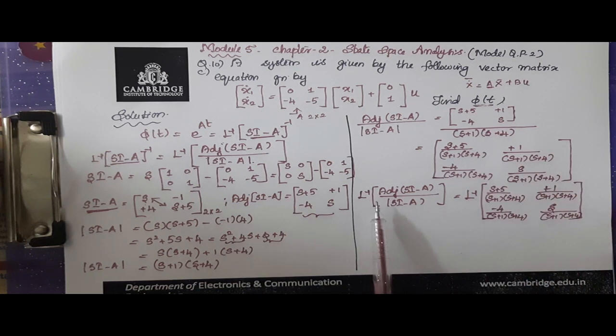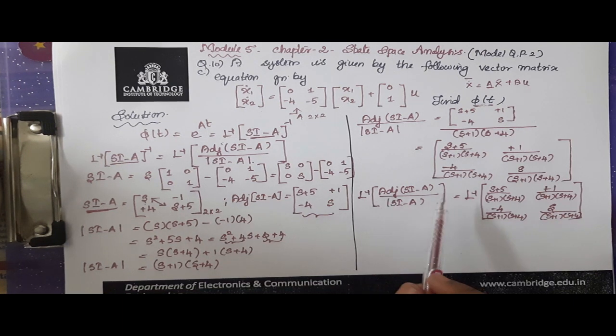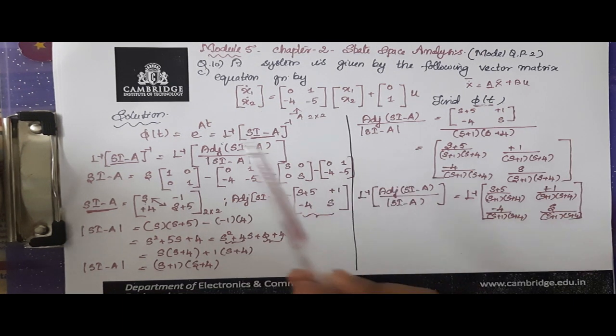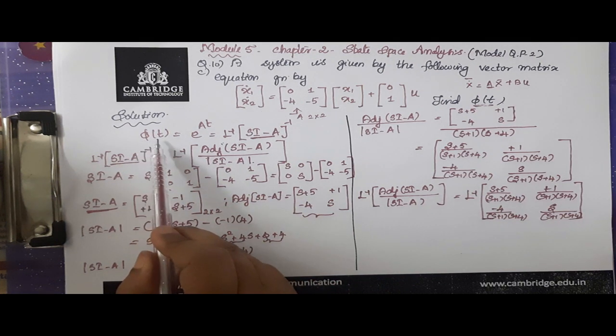Now we are going to find the inverse Laplace transform of adjoint of SI minus A divided by determinant of SI minus A. So I have written here. Before applying inverse Laplace transform, we have to do partial fractions for each one of the elements. And once after doing the partial fractions, we can relate with the Laplace transform equality and take the inverse Laplace transform. If you obtain the inverse Laplace transform of this function, that is nothing but the state transition matrix phi of t.